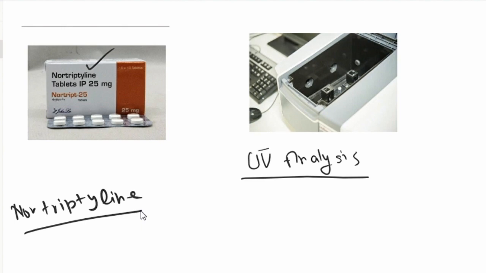In general, nortriptyline tablets come in two strengths. One is 10 mg and one is 25 mg. These tablets are used to cure depression; people who are facing depression are prescribed nortriptyline tablets. In this video, we're discussing quality control. One of the analyses conducted during the quality control of nortriptyline is UV analysis.